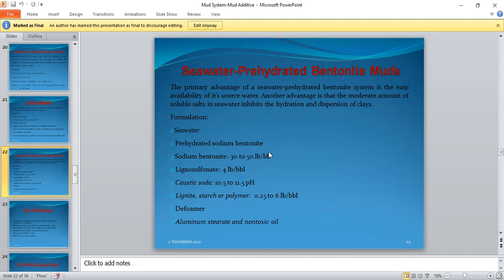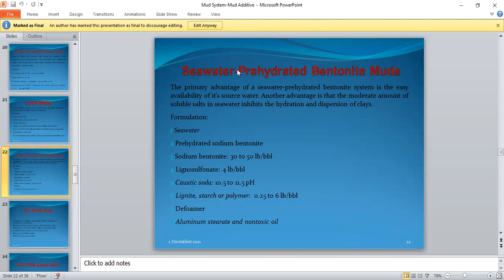You mix your bentonite first, then you get the volume of bentonite. Let's assume you want to mix 2,000 barrels of mud. You will mix 1,000 barrels of bentonite and then get 1,000 barrels of salt water, and you put them together. This 30 pounds per barrel will become 15 pounds per barrel. This 50 pounds per barrel will become 25 pounds per barrel because volume has increased.